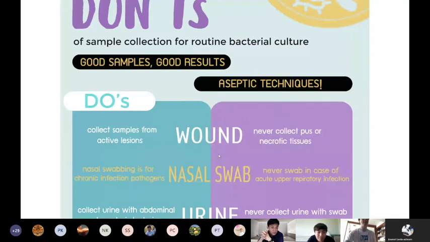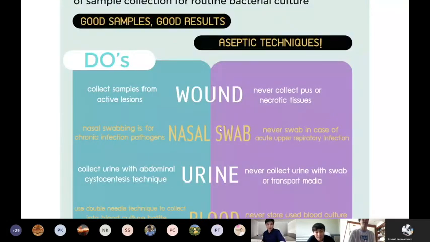For the first sampling site, the wound. What we should do is collect samples from active lesions. Active lesions are the area that still has bacterial activity, normally near the live tissue. So we must perform wound dressing with sterile saline before sampling the bacteria, and do not use antiseptic on the wound before collecting the sample. What we never do is collect pus or necrotic tissue, because instead of bacteria you will get debris, neutrophils or macrophages, which can cause no growth on your plate. So we recommend that an exudative lesion isn't suitable for swab at all. You may prefer to clean the wound first.